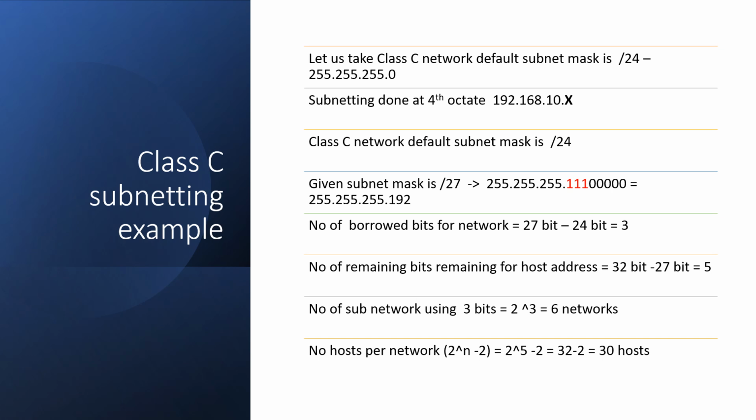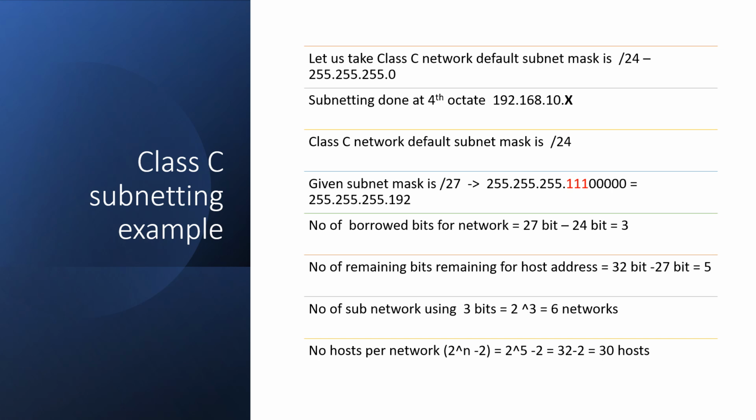Given the subnet mask is /27, that is 255.255.255 dot, with 3 bits, like 11100000, which adds up to 224. The number of borrowed bits for the network is 27 minus 24, so 3 bits that we have borrowed. The number of bits remaining for the host address is 32 minus 27, which is 5.